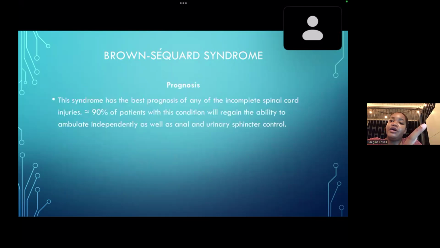Out of all the incomplete spinal cord lesions, Brown-Séquard has the best prognosis, with approximately 90% of patients regaining the ability to ambulate independently, as well as regaining anal and urinary sphincter control.